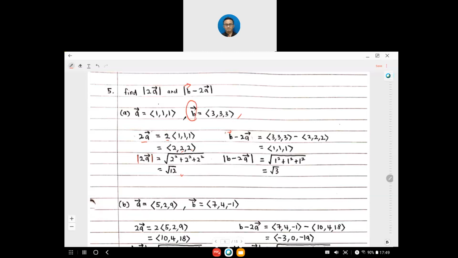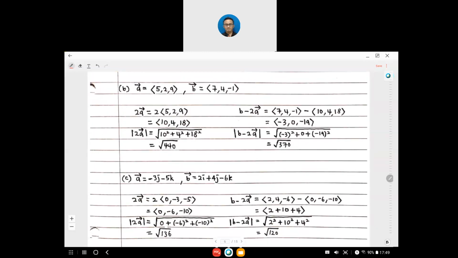Okay. 3, 3, 3 minus 2A, which is 2, 2, 2. So you can get 1, 1, 1. And then magnitude of vector B minus 2A equals square root of 1 squared plus 1 squared plus 1 squared. And then you can get square root of 3. That one is for question A.